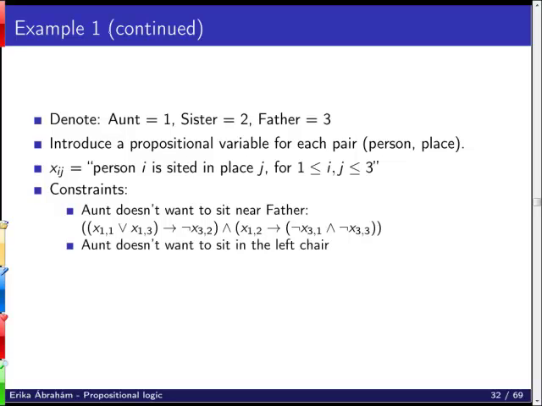Okay, what about the aunt doesn't want to sit in the left chair? Aunt is 1, so not x_11. And the last constraint is sister doesn't want to sit to the right of father.